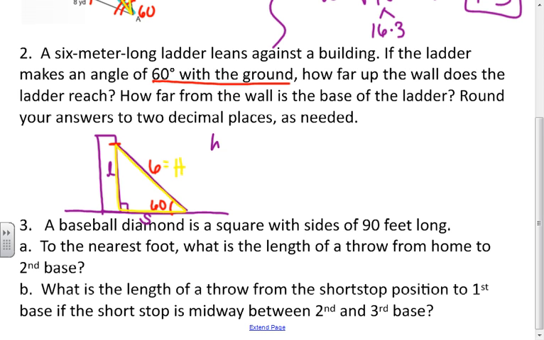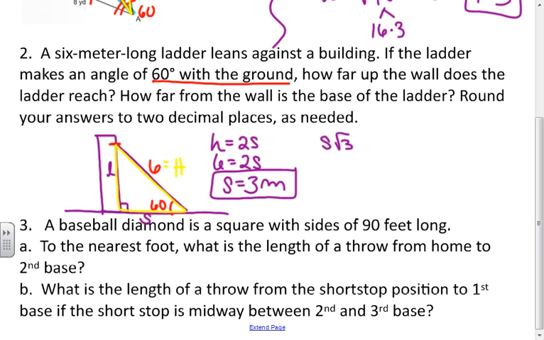So the hypotenuse is equal to 2 times the short leg. So 6 equals 2s. So my short leg is 3 meters. And my short leg times the square root of 3 is my long leg. So 3 square roots of 3 is my long leg. But again, we don't measure in square roots of 3. So if you go to your calculator and take 3 times the square root of 3, my long leg is approximately 5.2 meters.